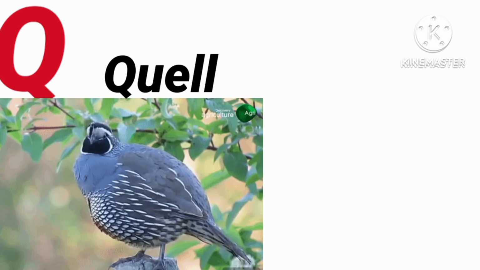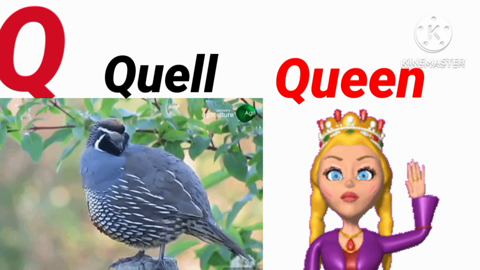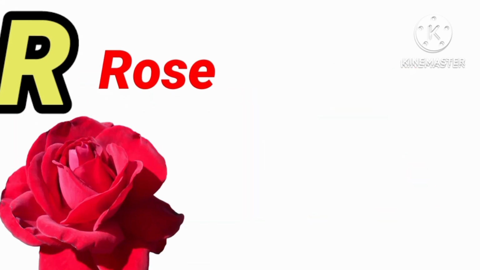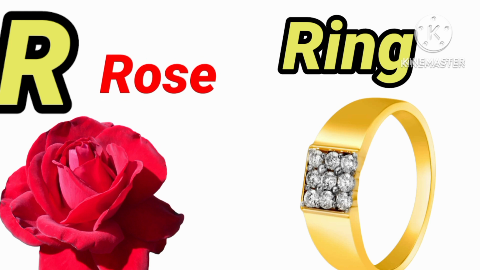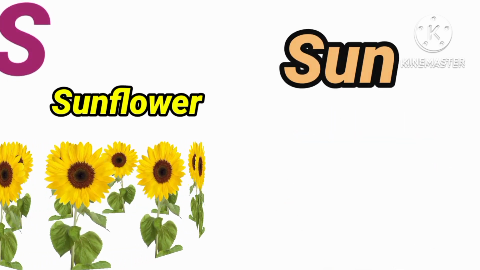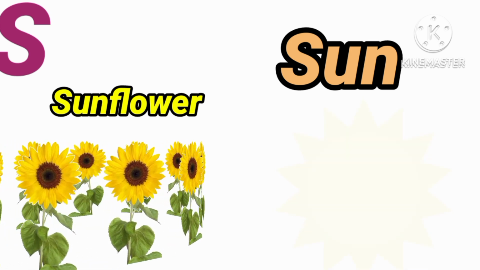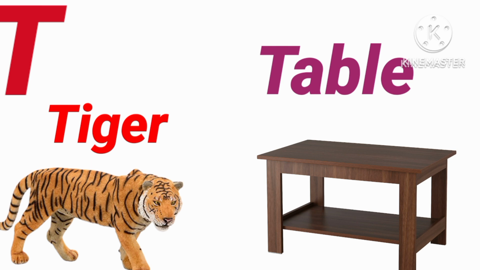Q for quail, Q for queen. R for roach, R for ring. S for sunflower, S for sun. T for tiger, T for table.